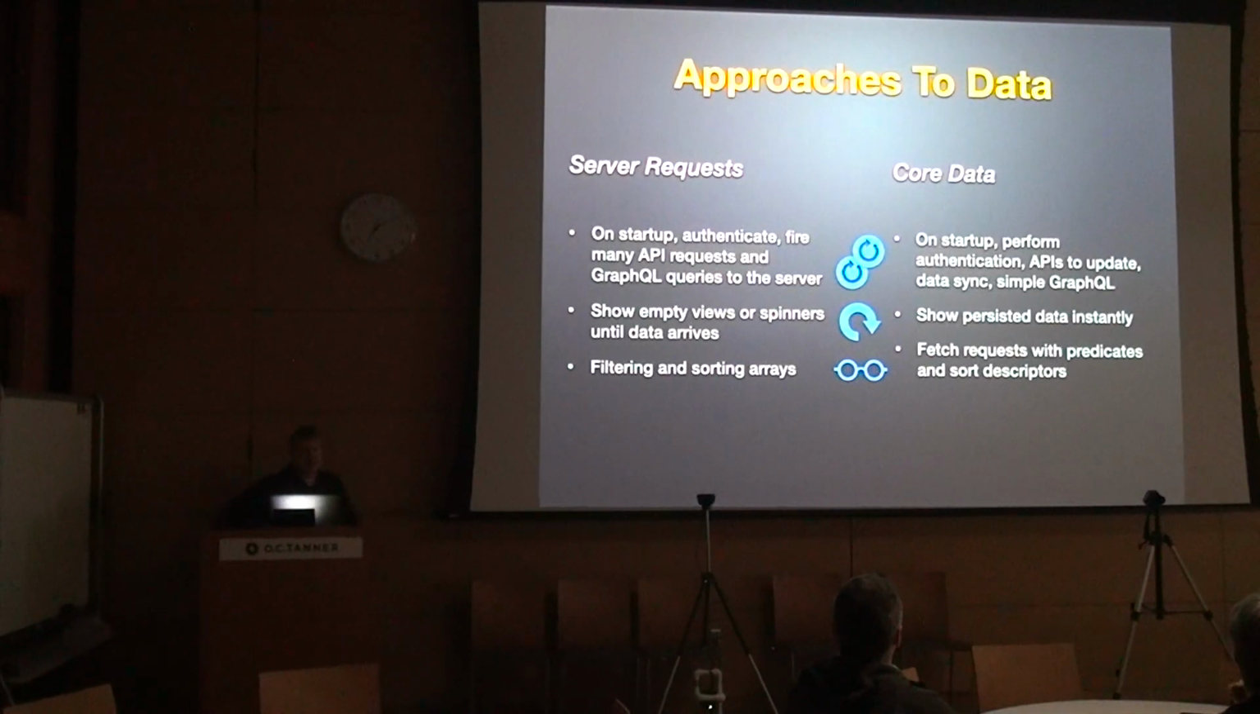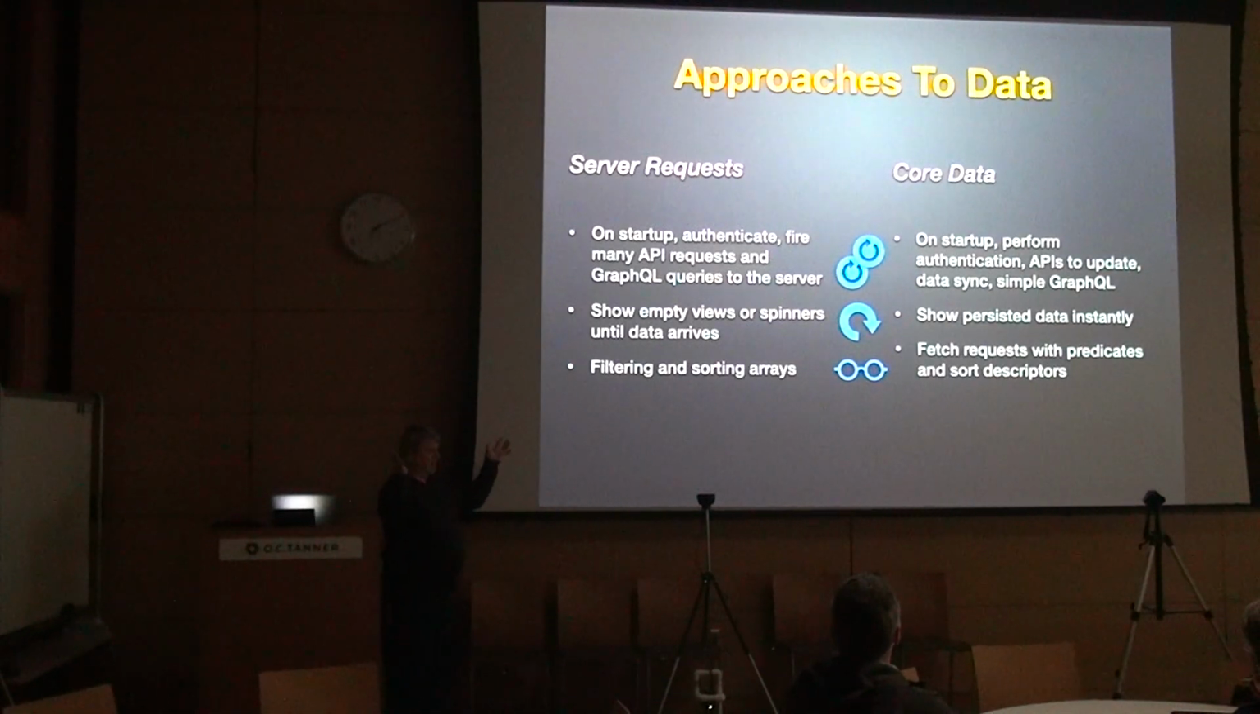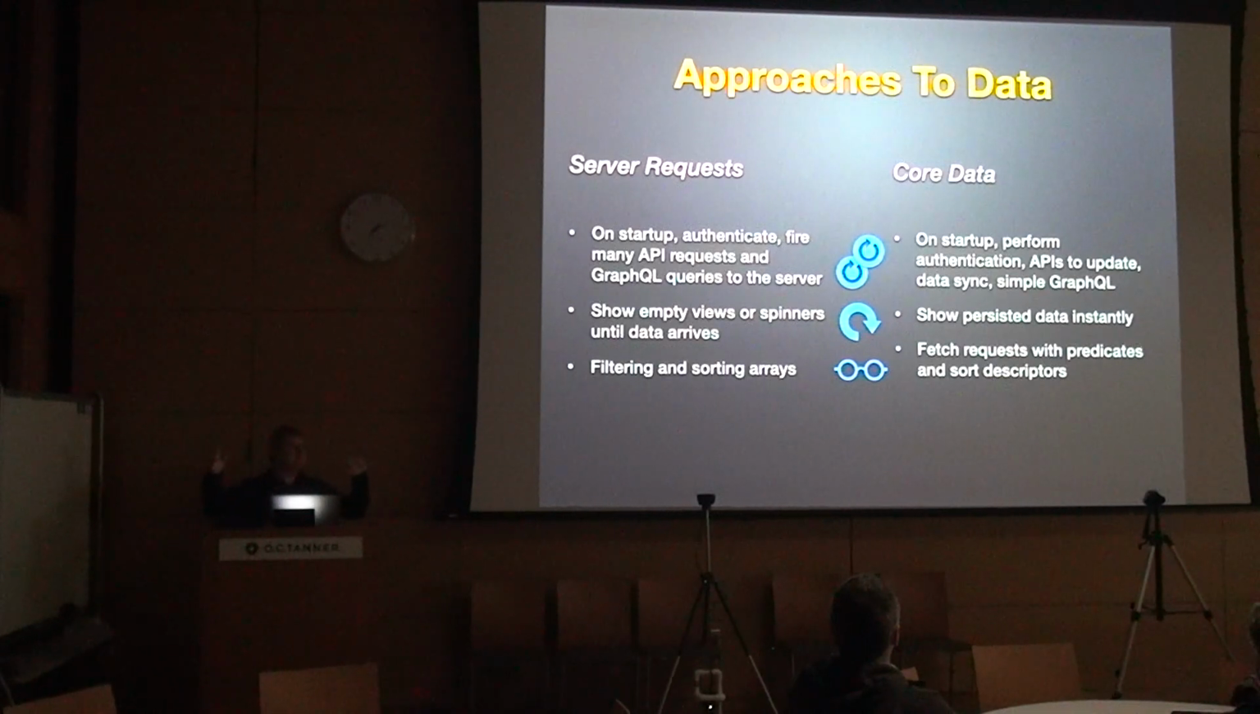So there's a couple of approaches that you can take to data. The most typical one we deal with is server requests, as opposed to Core Data. So this is basically non-persistence. Here is a typical example of the difference between the two. With server requests, you authenticate and then you fire off a ton of APIs. It's not unusual to log in, or check my authentication token, and now I'm going to do 15 APIs to get all the data I need for the initial screens. That is not unusual.